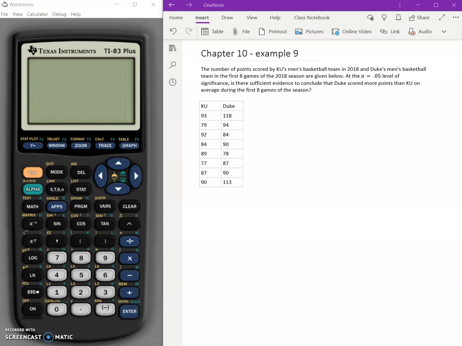This is the last example I'd like to give you from Chapter 10. The number of points scored by KU's men's basketball team in 2018 and Duke's men's basketball team in the first 8 games of the 2018 season are given below. At the alpha equals 0.05 level of significance, is there sufficient evidence to conclude that Duke scored more points than KU on average during the first 8 games of the season?